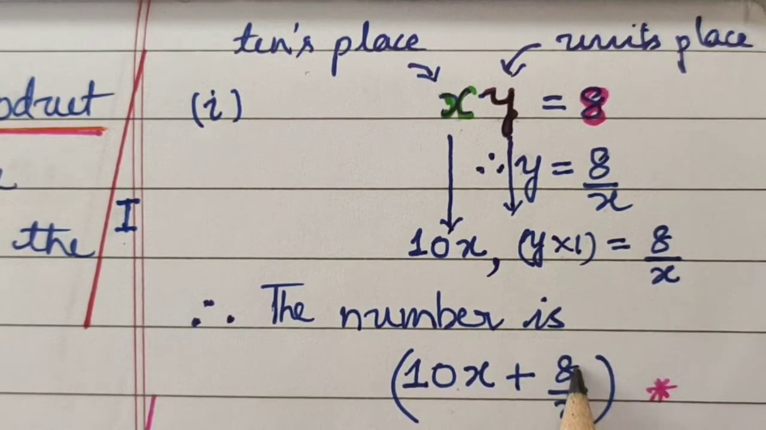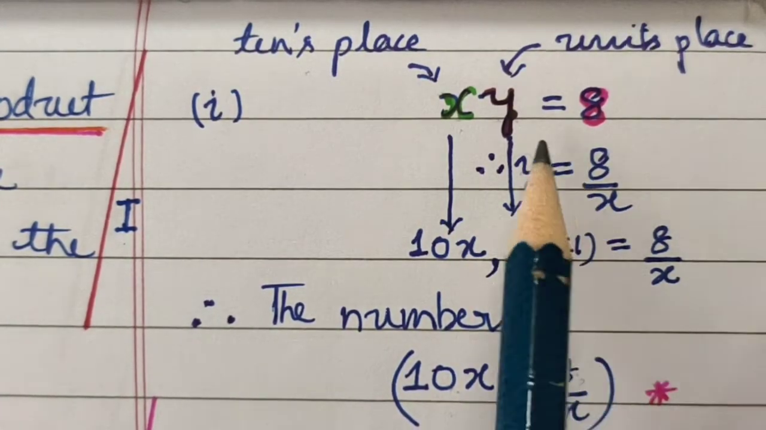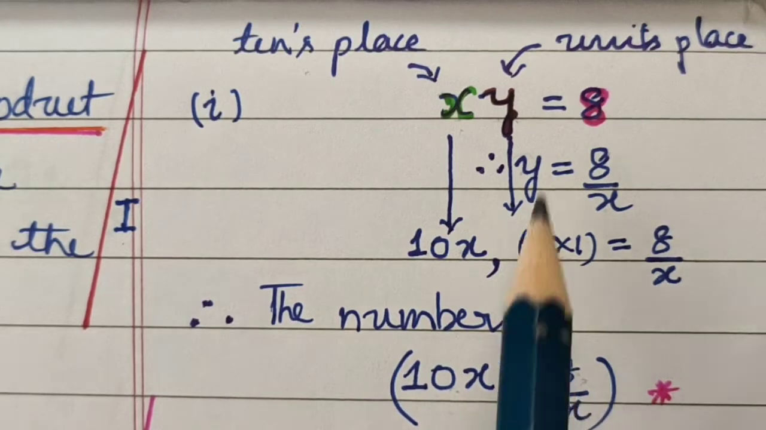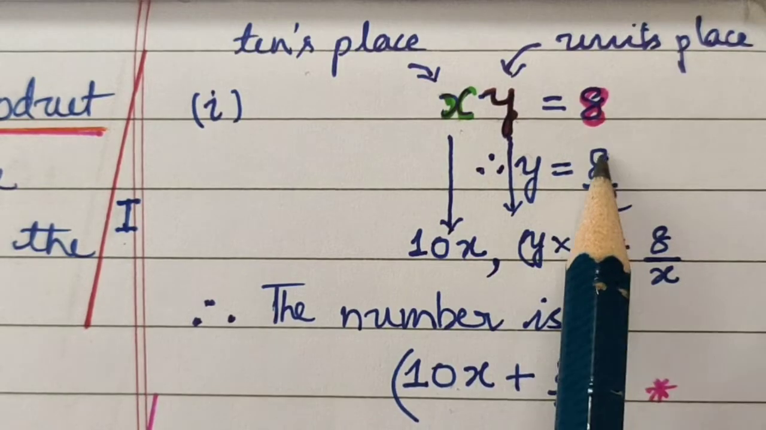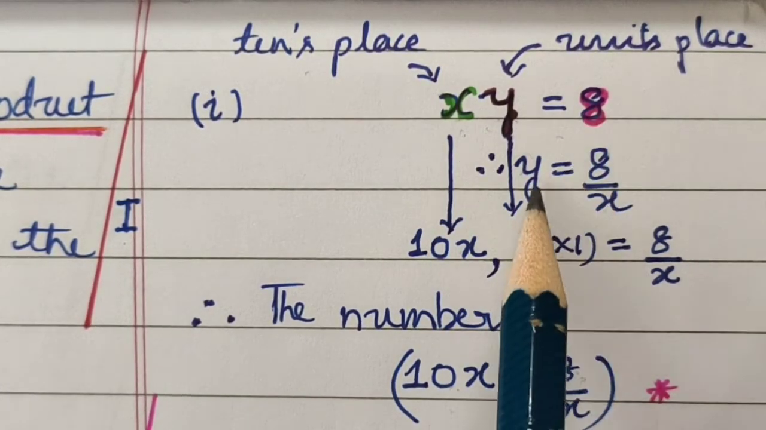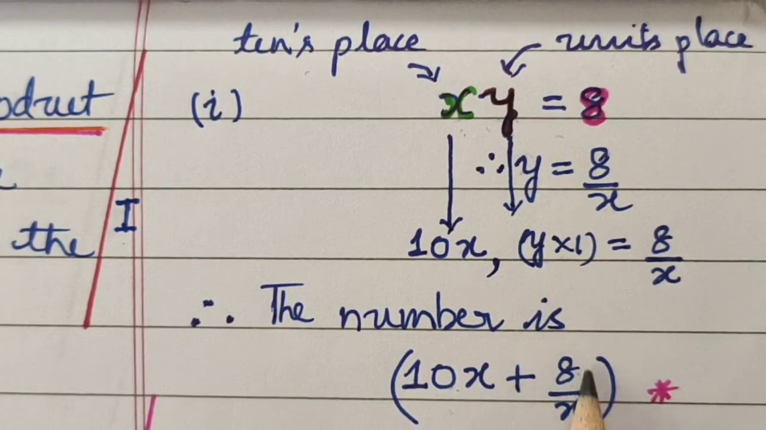x plus y. If it is 21, we write 20 plus 1. If it is 35, we write 30 plus 5, like that. In tens place we have x, we can write as 10x. In ones place we have y, we can write in y's place 8 by x, because they have given the relation: the product of two digits is 8. In place of y, we are converting that into x form. That is equal to 8 by x.